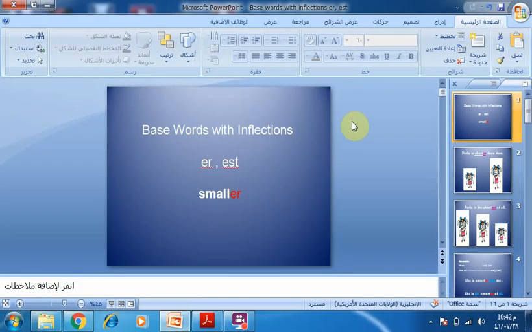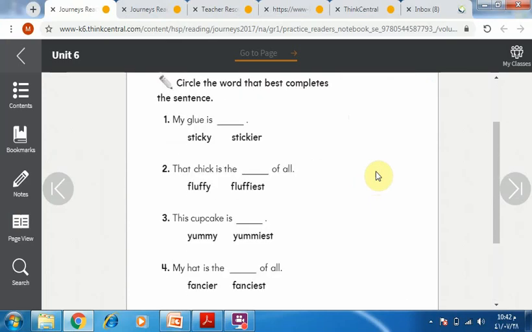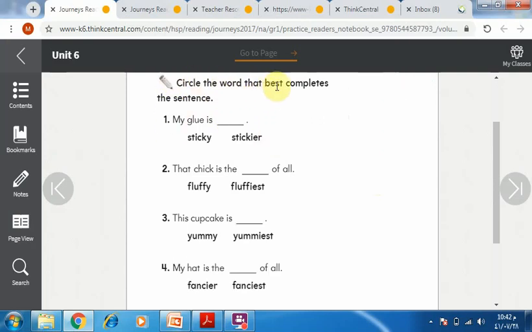Very good. Now let's answer the book pages. Open your book, please, page 169. Are you ready? See? Adding ER, EST, change Y to I. Remember the monster Y. Circle the word that best completes the sentence. So here you have in each sentence to think how many things we're comparing before you add ER or before you add EST. Or maybe we don't need to add anything at all. Maybe we're not comparing anything at all.